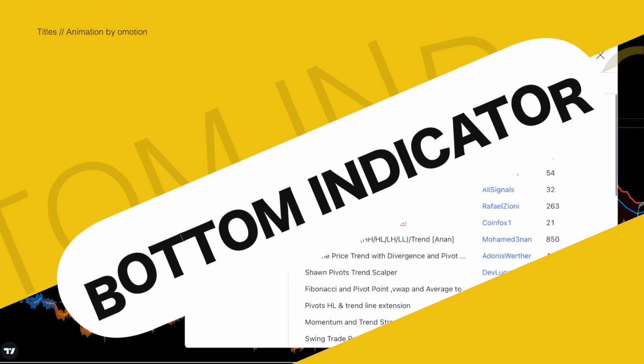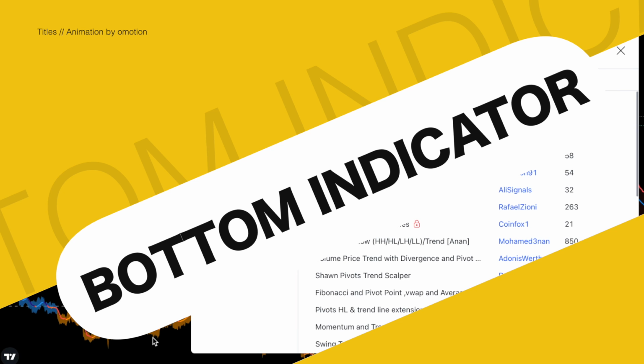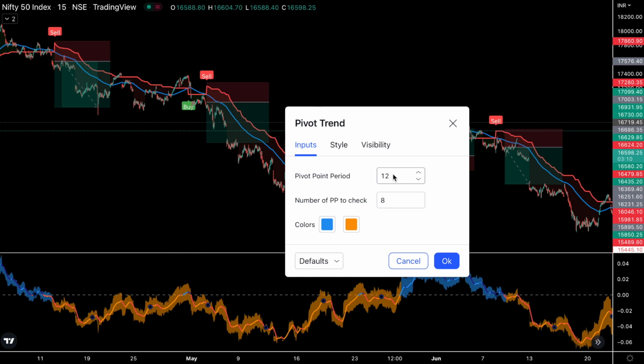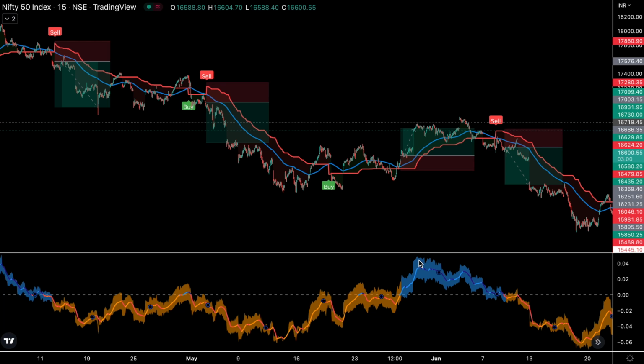Okay, first I'll tell you how this bottom indicator works. What is this indicator? So this is the pivot trend indicator right here. For the settings, change pivot point period to 12. The number of PPP to check is 8. How this indicator works is that it calculates the trend based on the pivot points. Now, how many pivot points you want to check, you can mention that in the input levels. It completely depends on you. You can experiment as much as you want. For this strategy, these levels are the ones that I think work really well.